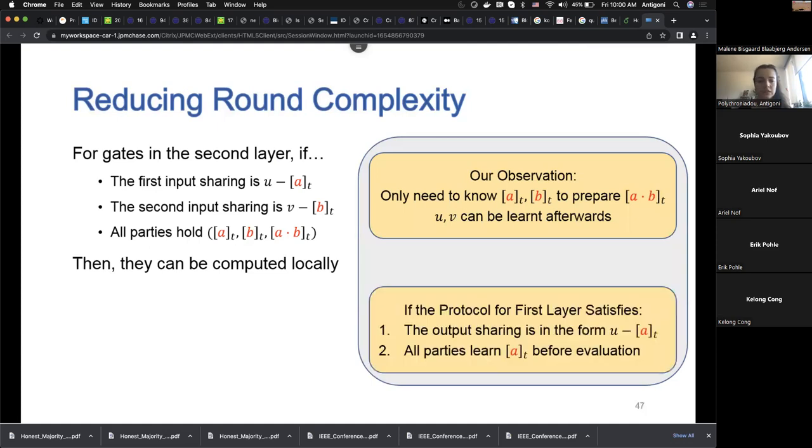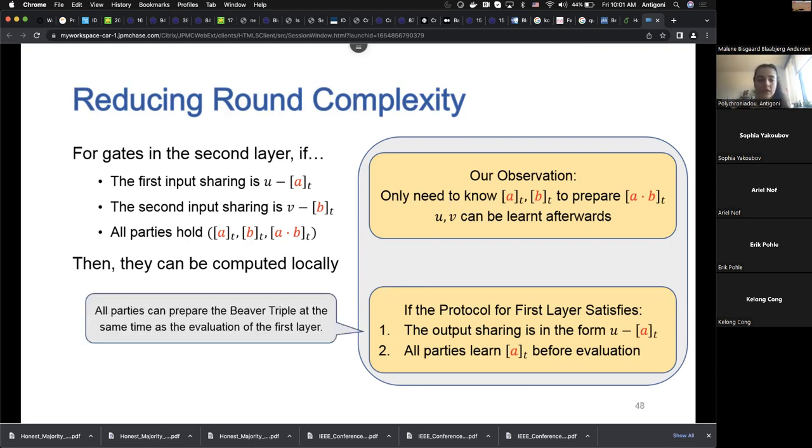This is what I just said. Now if the outputs of the first layer are of this form, u minus a, then given this observation, we can actually calculate the second layer gates with no interaction. So if the first layer outputs values like that, then we can just directly apply what I just told you. And in fact, this is great because if you remember what I showed you in the DN protocol, the outputs of the previous gates really look like that.